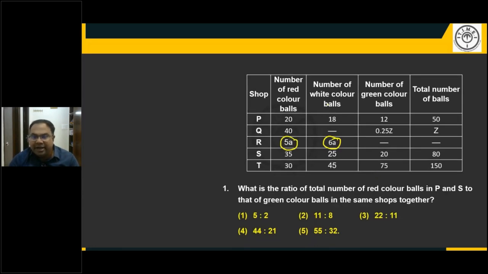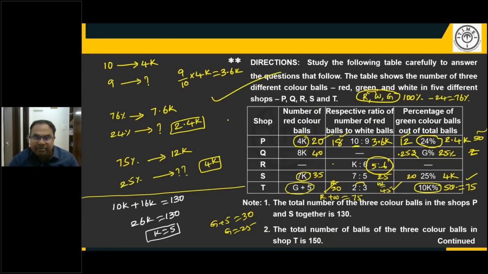So ratio of red color balls in P and S to that of green color balls in the same shop. Okay. Red color balls in P and S, 20, 35, 55. Green color balls in the same shop, green, 12 plus 20, 32. 55 is to 32. So what is important is this calculation part.